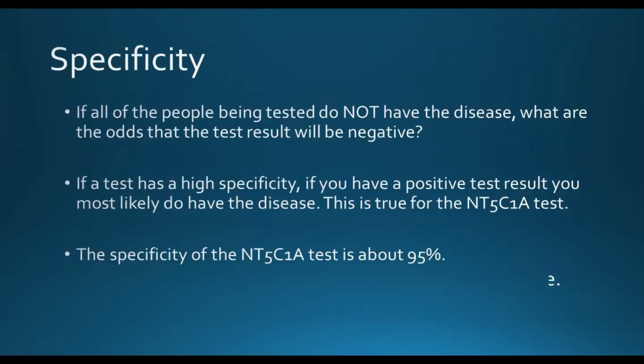The other side of the coin, though, is specificity. This is defined usually in a way that's a little counterintuitive, but it's basically if you had 100 people who don't have IBM, how many times will the test be negative? And it's about 95% for this antibody test. So what this means is if you do have a positive test, there's a very high chance you actually have the disease.